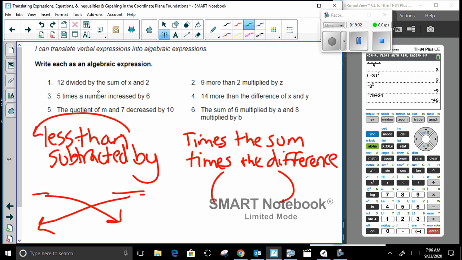12 divided by the sum of x and 2. So 12 divided by, sum means to add. So I'm adding x and 2. If you were to write the other division, 12 divided by, you would need to make sure you put that sum in parentheses. So be cautious there. I prefer to do division as a fraction. Just makes it easier, and that's usually the way you're going to see it.